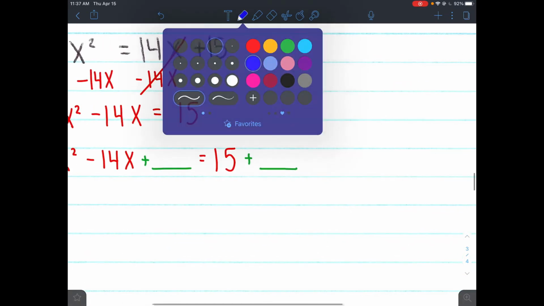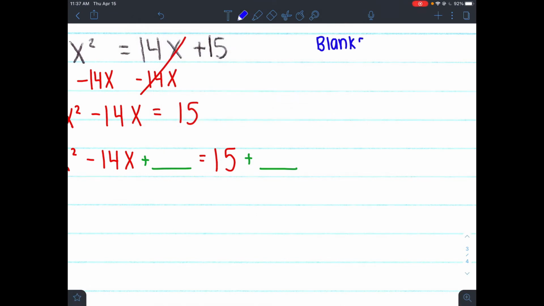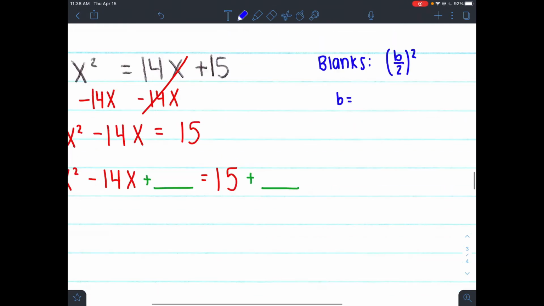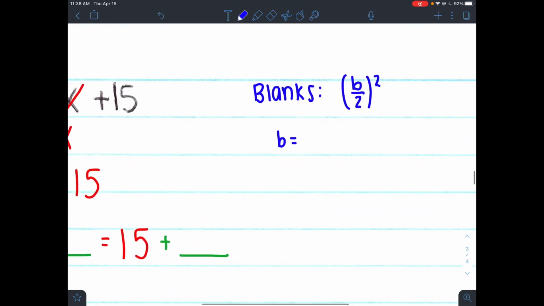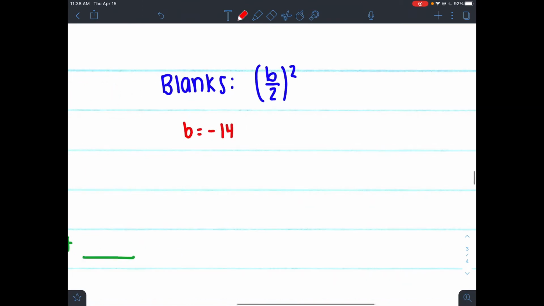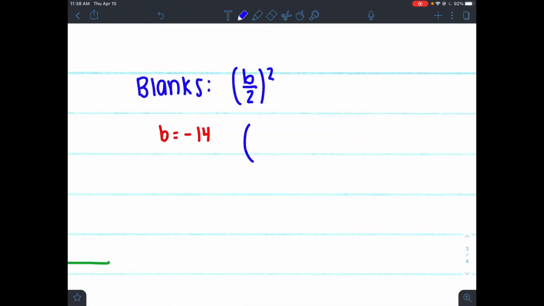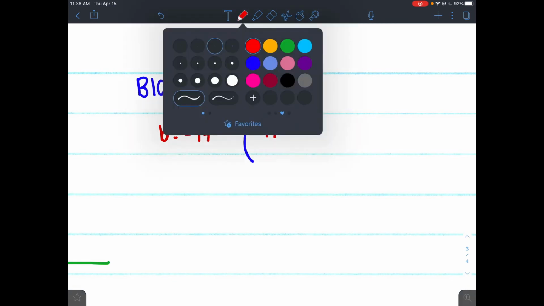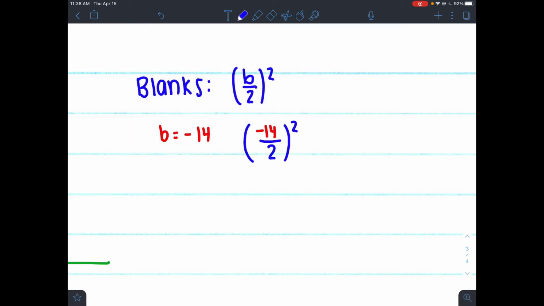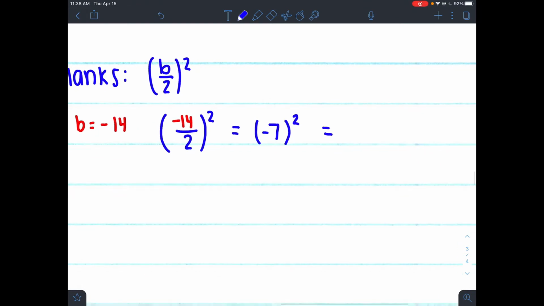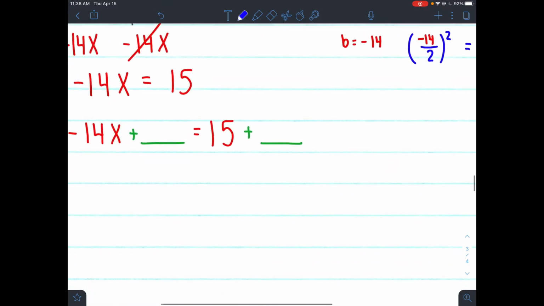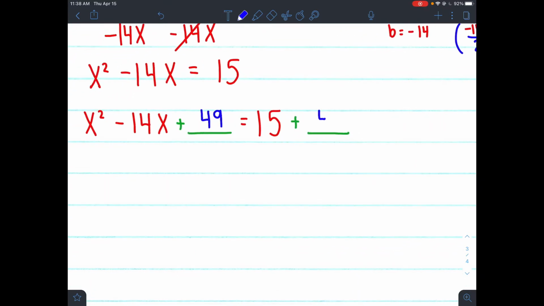Now remember what goes in those blanks, right? Our blanks are going to be b divided by 2 squared. Your b value in this problem happens to be negative 14. So plugging it into the formula, we have negative 14 divided by 2 squared. Negative 14 divided by 2 is negative 7 squared, and negative 7 squared is 49. 49 is what goes in our blanks. So we have 49 and we have 49.